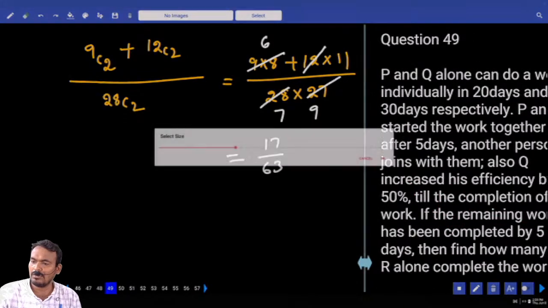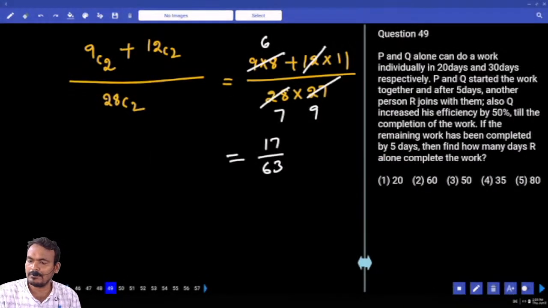P and Q alone can do a work individually in 20 days and 30 days respectively. P and Q started a work together. After 5 days, another person R joins them. Also, Q increased his efficiency by 50% till the completion of the work. If the remaining work has been completed in 5 days, then find how many days R alone can complete the work.